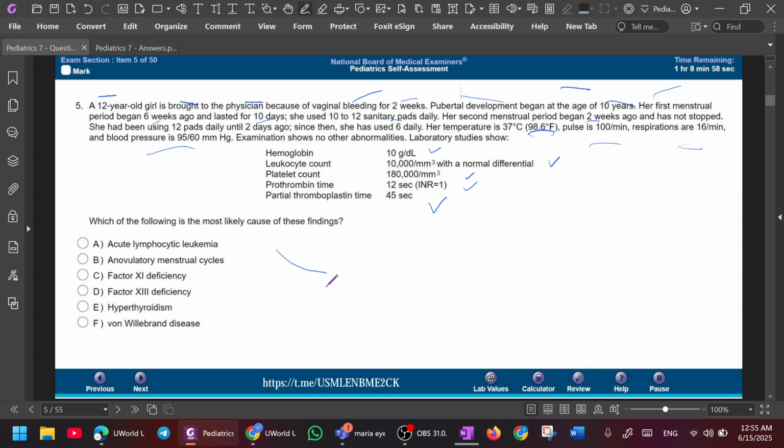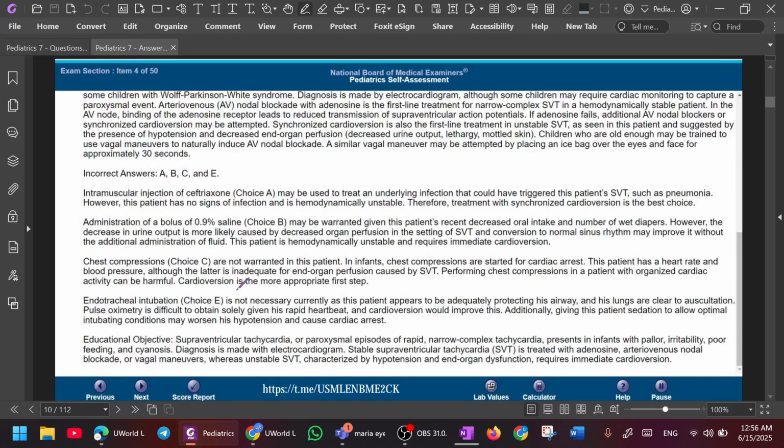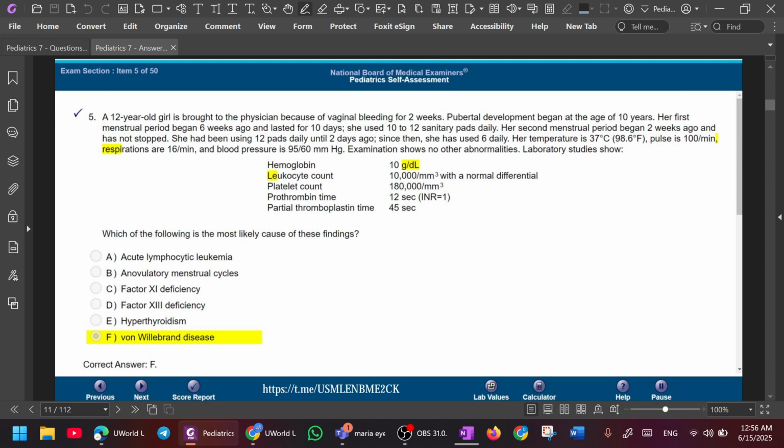Options: 12, 13. Ovulatory menstrual cycles. Factor 11. Ready? Yeah. Okay. Oh, it's von Willebrand disease. I can see that one coming.